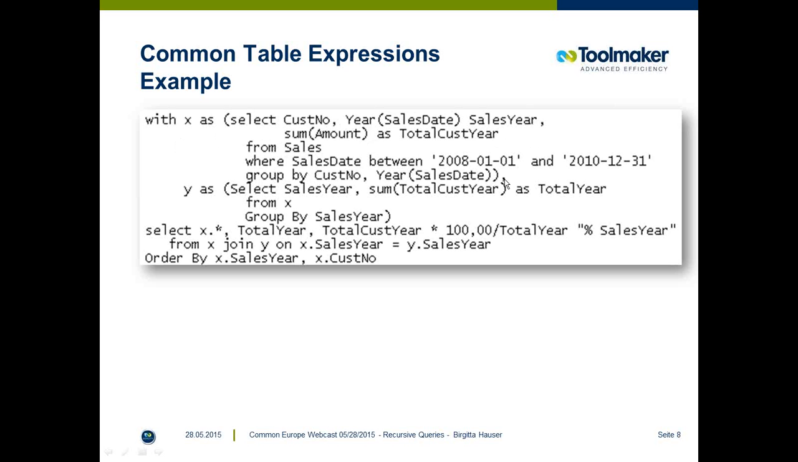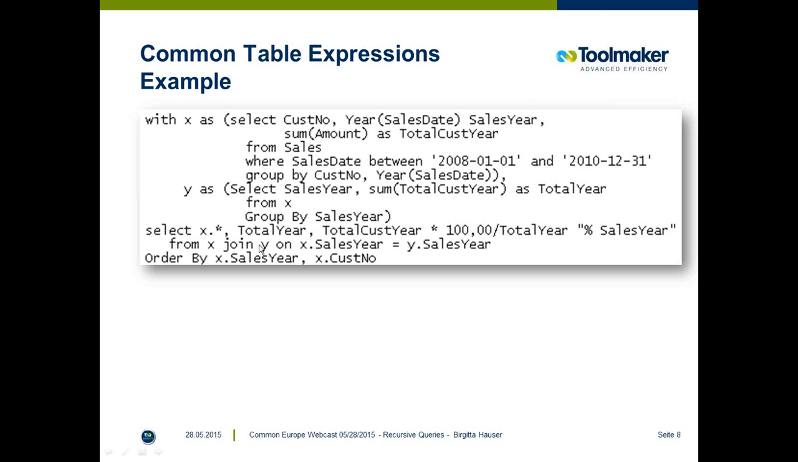Then if we want to add a second or third common table expression, we simply add a comma, and then we define the next one. The Y common table expression is based on the X common table expression, means it only looks at the sales from the year 2008 to 2010, and then accumulates it again on the sales year.